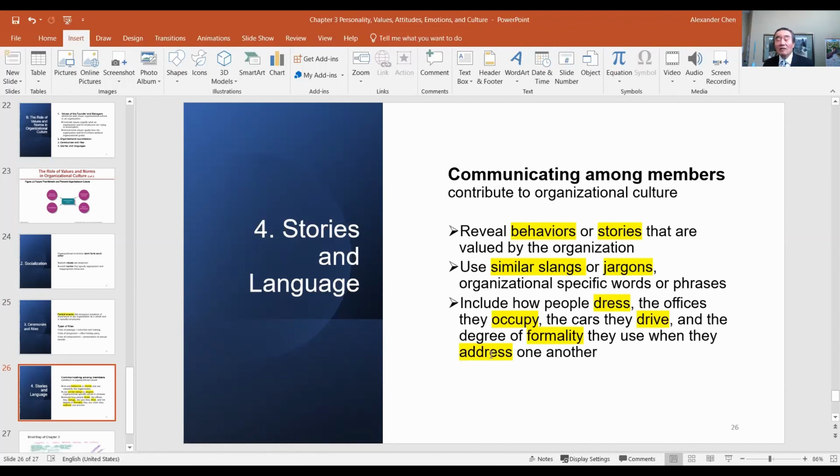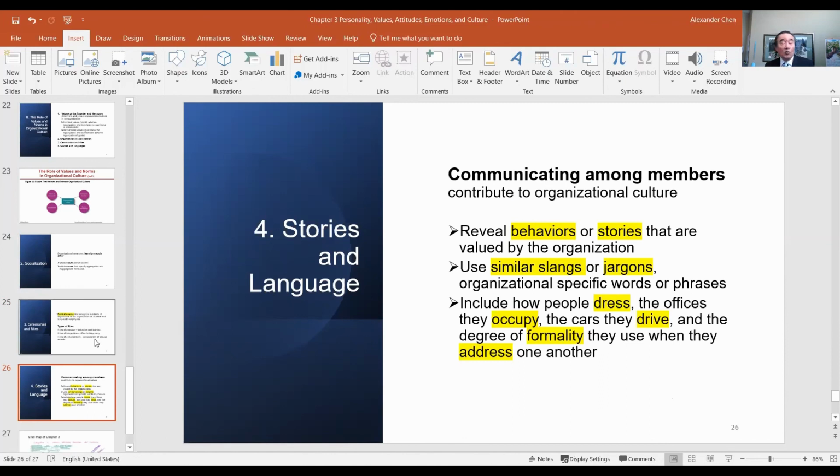So a lot of things: the dress, the formality of the language they use, all these things, languages and stories, corporate culture also interact with this. Language is going to affect culture. Culture is going to affect the language.